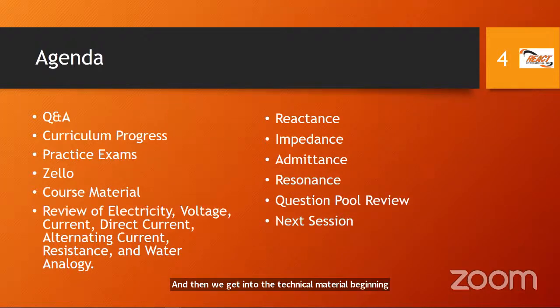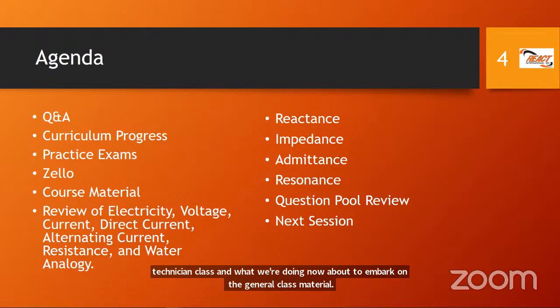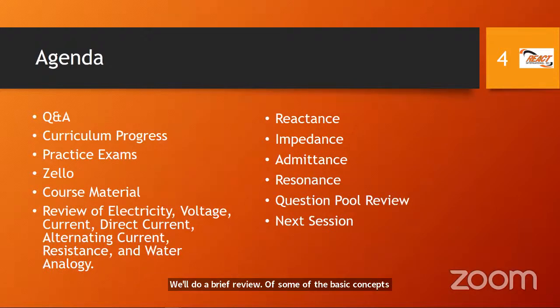Because this is the bridge between the technician class and the general class material we're about to embark on, we'll do a brief review of some of the basic concepts that we dealt with in the technician class: electricity, voltage, current, direct current, alternating current, resistance, and of course the water analogy that we have been using. That should help persons who have not yet gone into the technician class material. It should be a good start for you and a refresher for the rest of us. And then the concepts of reactance, impedance, admittance, and resonance.